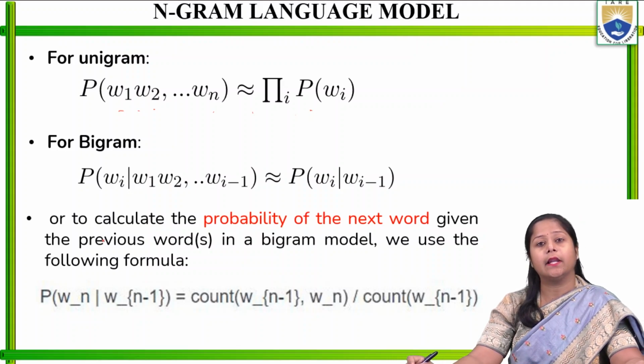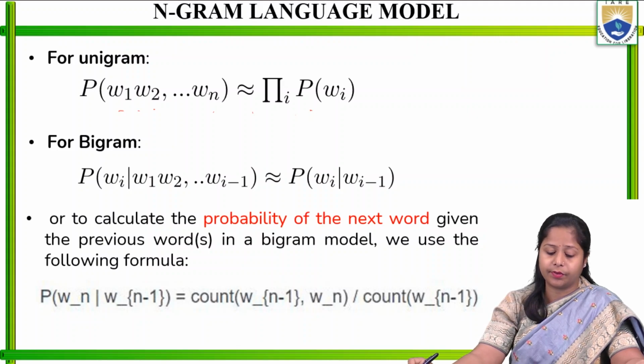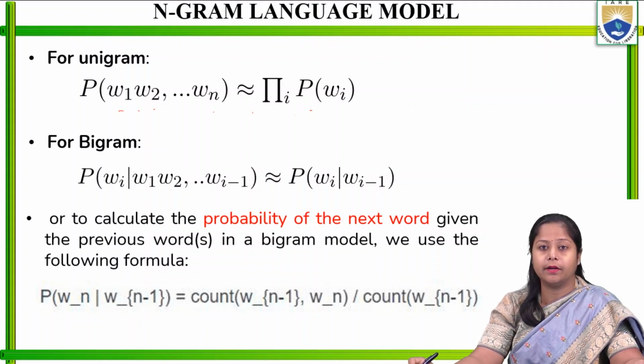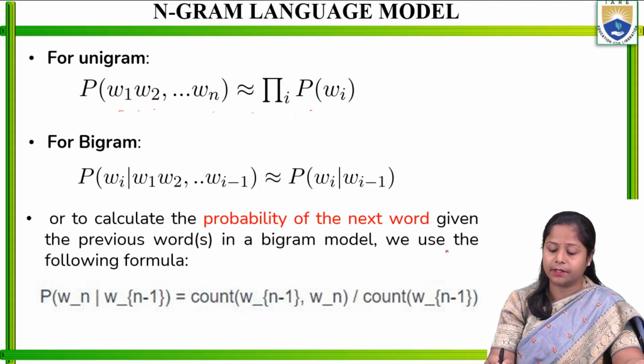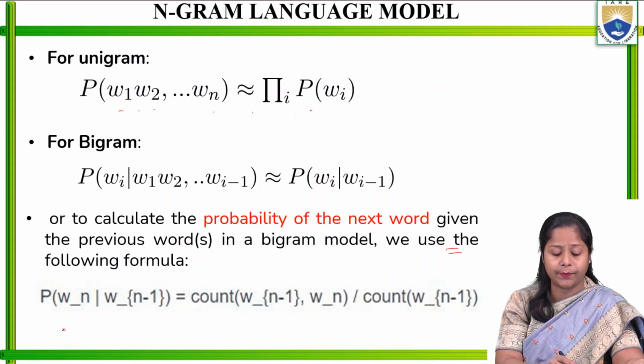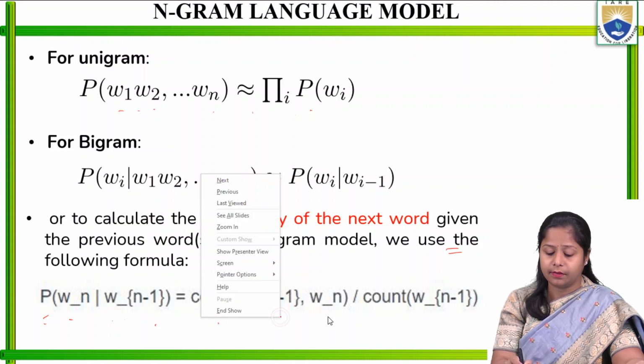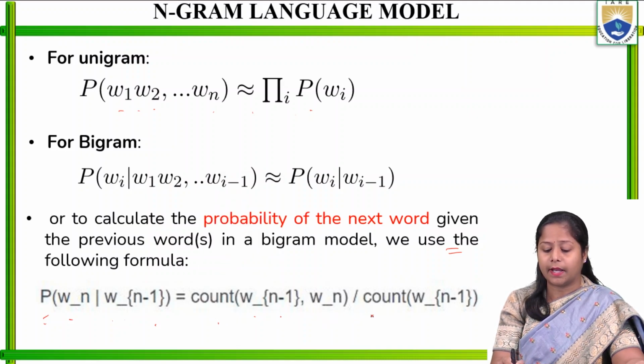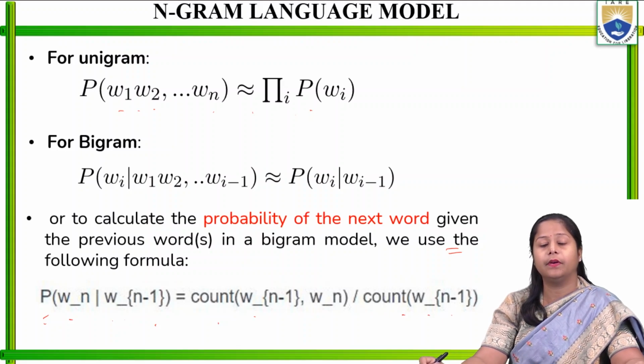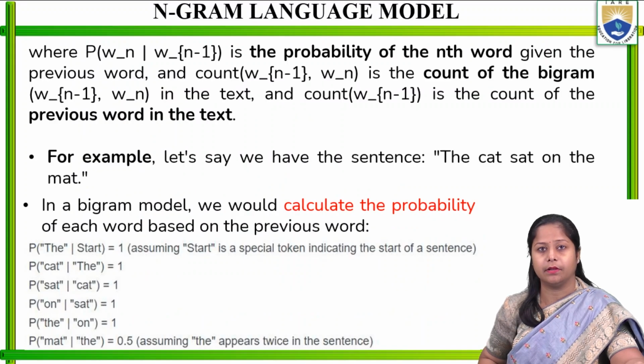Now we can calculate the probability of the next word given the previous word in a bigram model. How? Let's expand that formula. We will use the following formula: the probability of Wn given Wn minus 1 is equal to the count of Wn minus 1 and Wn, divided by the count of Wn minus 1.